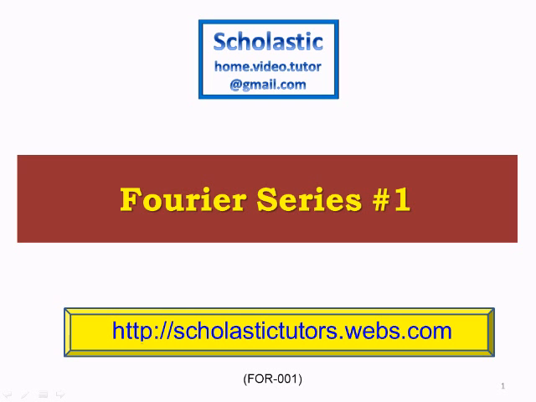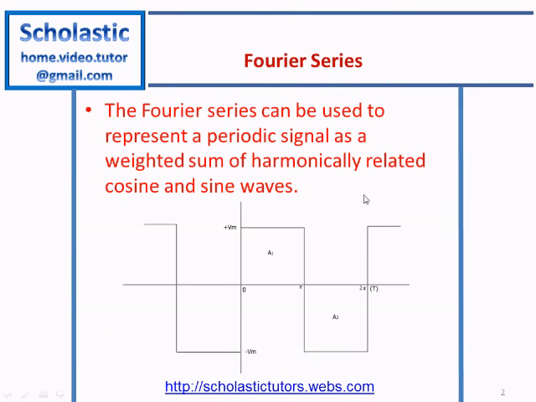Hi, welcome back. In this lesson, we are going to look at Fourier series, part 1. The Fourier series can be used to represent a periodic signal, such as the one given below. It's a square waveform, a periodic square waveform. It represents a periodic signal as a weighted sum of harmonically related cosine and sine waves. So what does this mean?